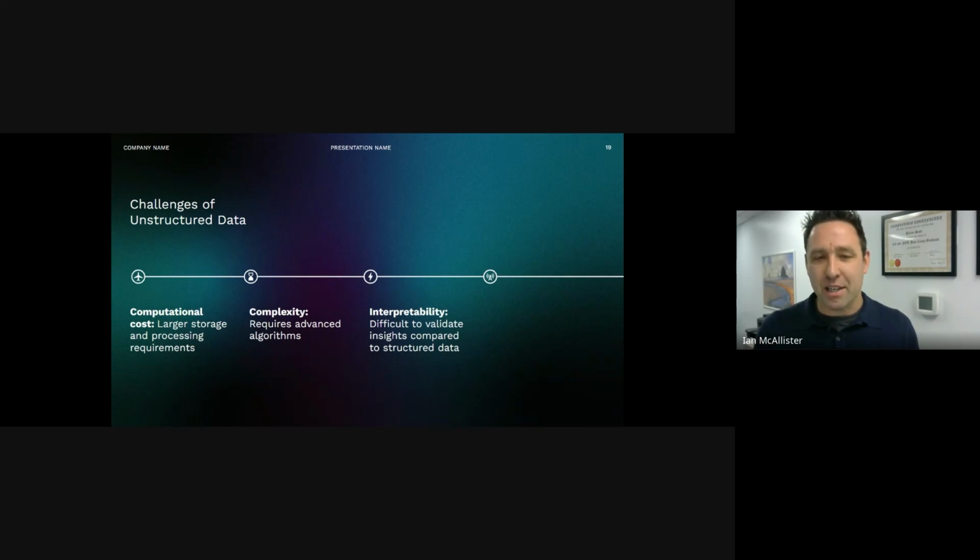Next, there's the complexity of working with unstructured data. Unlike structured data, where patterns are more easily identified, unstructured data requires sophisticated algorithms to process and analyze. Machine learning models, particularly deep learning, are needed to extract meaningful insights from images, text, or audio. These algorithms are more complex, they require more data, and take longer to train than those for structured data.